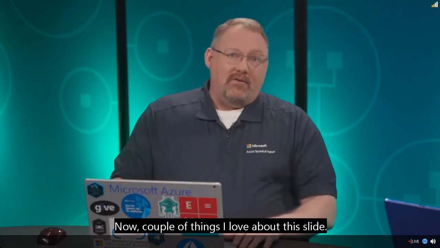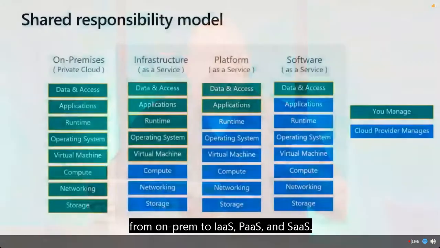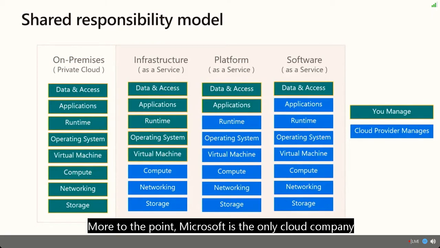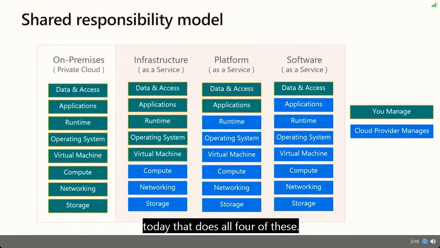Now, a couple things I love about this slide. First off, from a Microsoft perspective, all those services can talk to each other, from on-prem to IaaS, PaaS, and SaaS. These services can all leverage each other. More to the point, Microsoft is the only cloud company today that does all four of these. Our DNA was built on Windows servers. We leverage IaaS, PaaS, and SaaS. So when we think about this, we're the only company that understands all four modes of this.